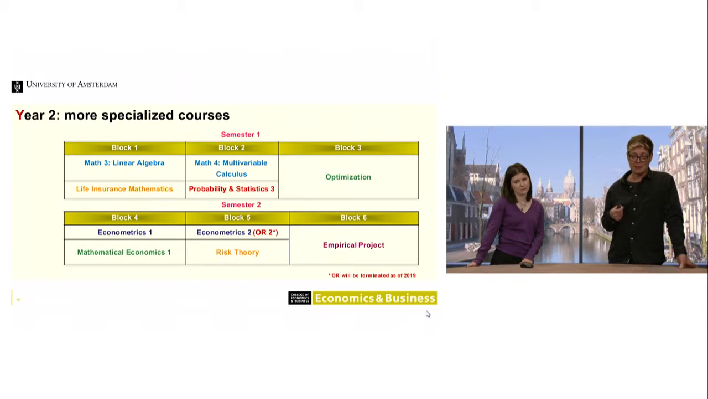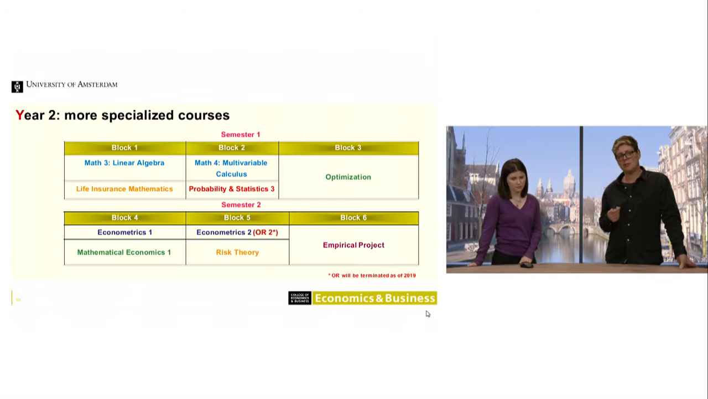In the second semester, you see econometrics courses, which go directly into the Bachelor of Econometrics. Risk theory, again, is a course in Actuarial Science. And you see that in Block 3 and Block 6, you have more practical courses like optimization. You learn how to optimize and how to program. And in Block 6, you have an empirical project where you carry out your first research, basically.